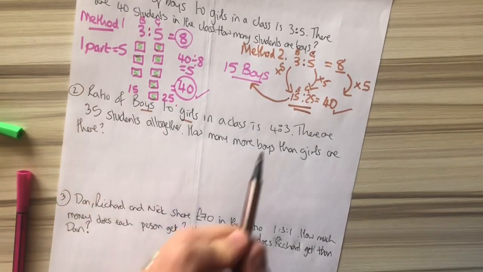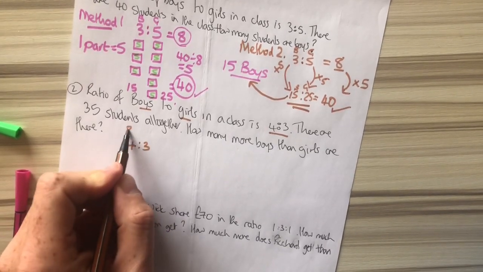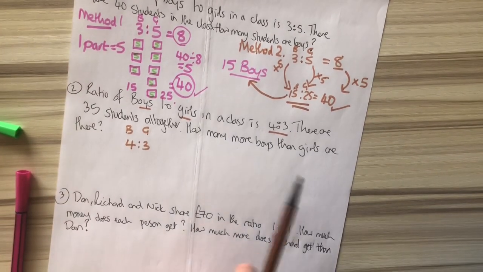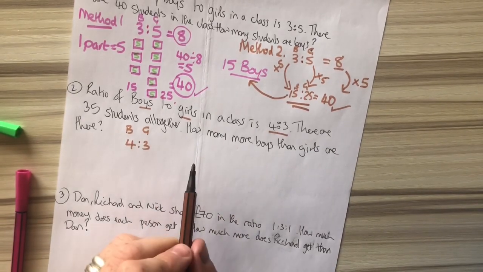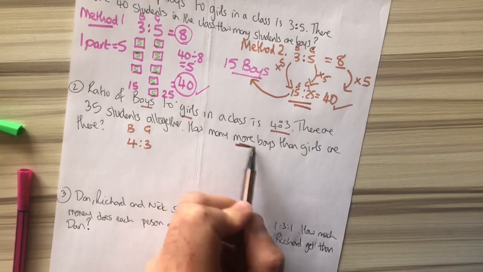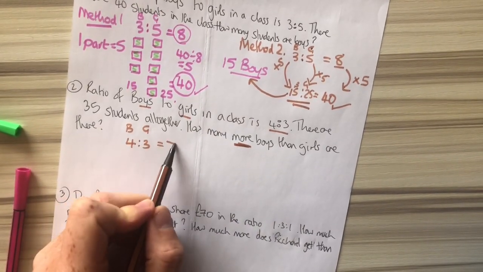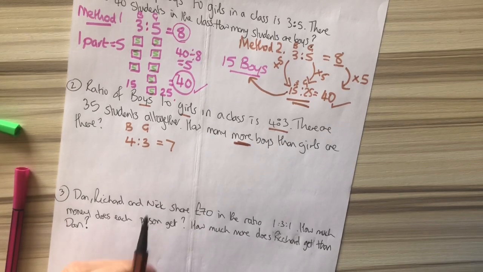So first step, read the question. Boys to girls is 4 to 3. Right, let's write that ratio down. 4 to 3, boys, girls. There are 35 students altogether. How many more boys than girls are there? So there's a little extra bit in this once we've done the question. So what's the smallest number you can have? Add them up, you get 7.